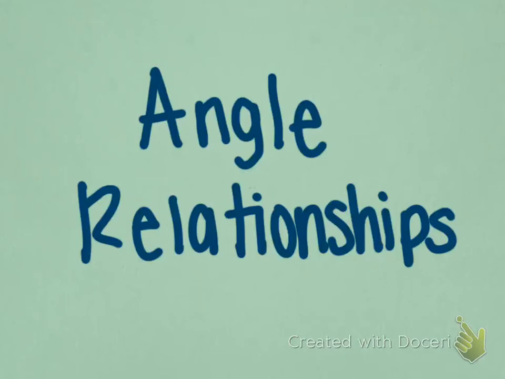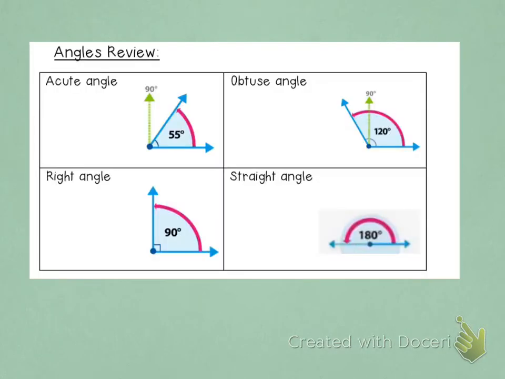Today we are going to talk about angle relationships. So an angles review is we have an acute angle, which is less than 90 degrees. So if you notice right here, we have a 55-degree angle for our example.